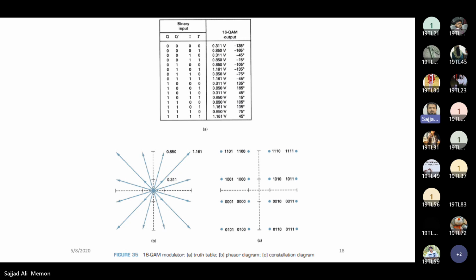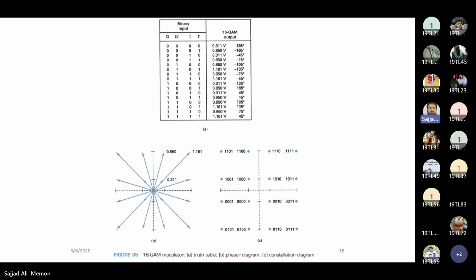This is the phasor diagram. This is the constellation diagram. You can see on one phase we have these 8 bits. On this phase we have 4 bits, and on this phase we have 4 bits. So the separation between the two phases is like 30, 30 degrees between the two.